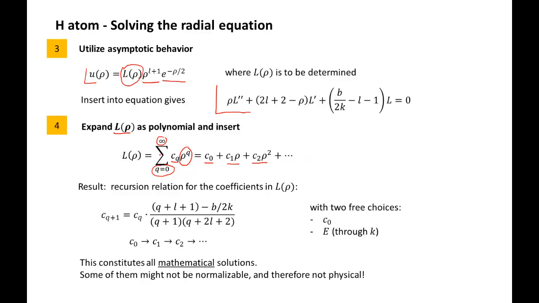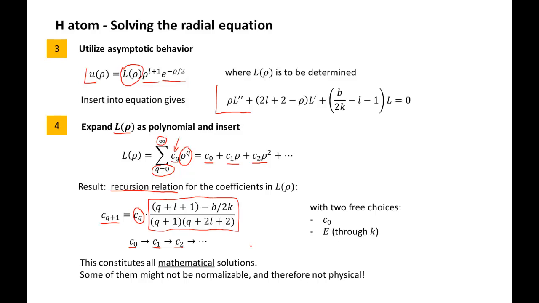If you insert this expression into this differential equation and do a lot of tedious math, you will end up finally with a recursion relationship for these coefficients c_q in this polynomial. This recursion relationship is the following. c_q times a fractional expression equals the new c_q plus 1. So if you start with c0, using this equation, you can compute c1, and then using it again, you can compute c2, and so on up to infinity.